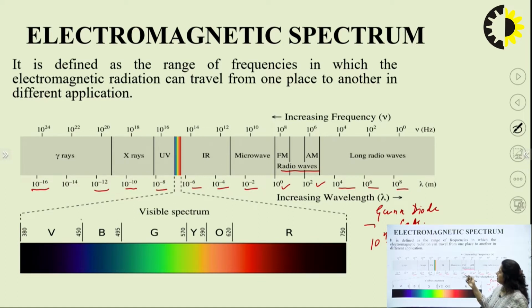So this is the electromagnetic spectrum, and according to the spectrum we can use it in various applications. As I have told you, for LEDs and lasers we use the infrared rays, and for the visible spectrum we have the VIBGYOR region. So this is all about the electromagnetic spectrum.